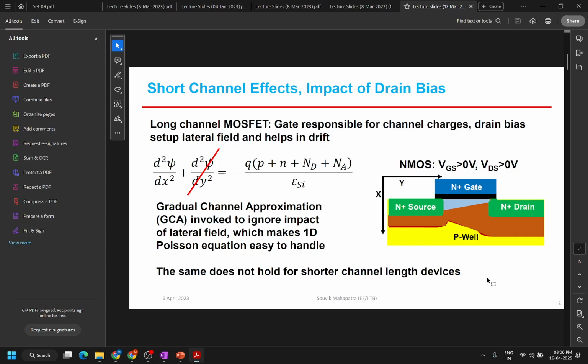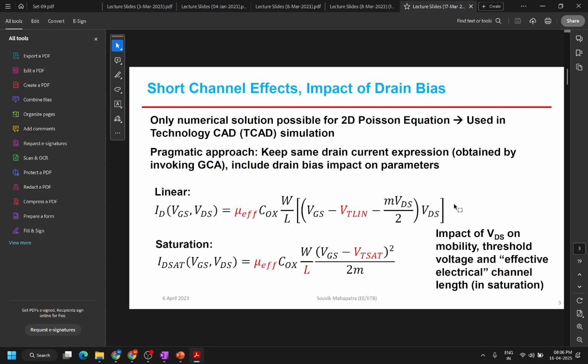But when you come to short channels, that approximation is no longer valid, because the channel is short, so the effect of the electric field is larger. So all these formulas that we had used, the mu effective, the length of the channel, and your VT values, will now become dependent on your drain voltage as well. That is called your short channel effect.